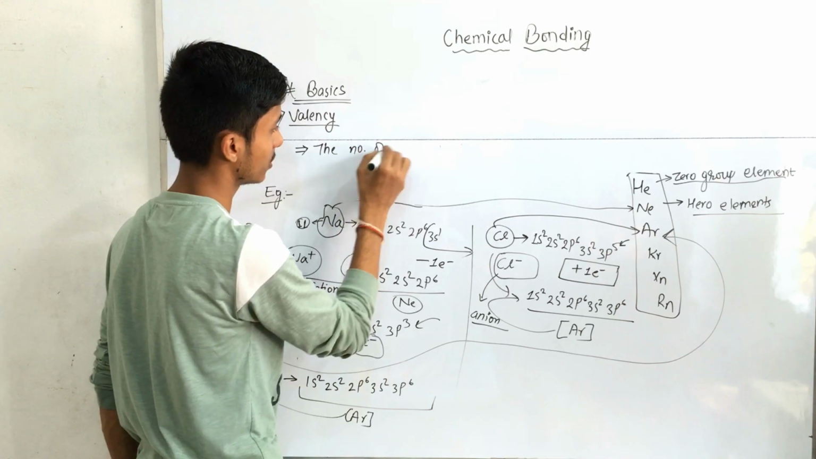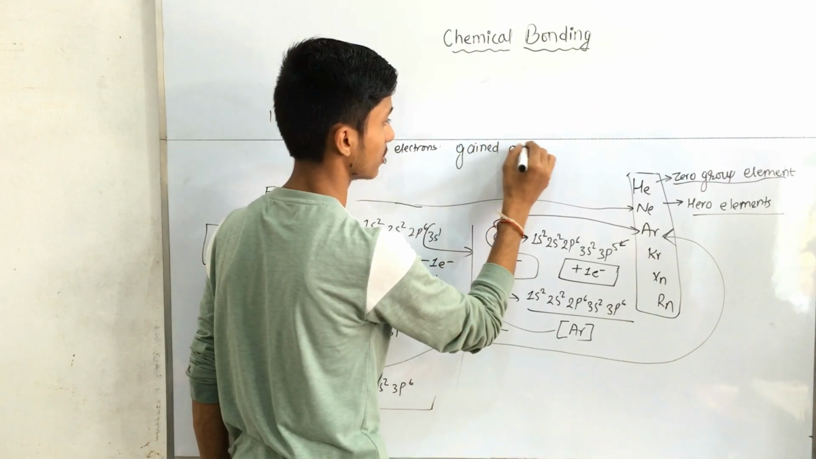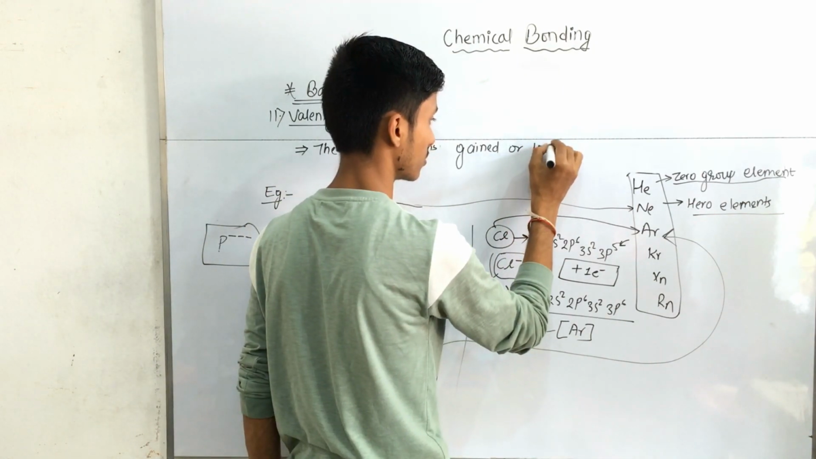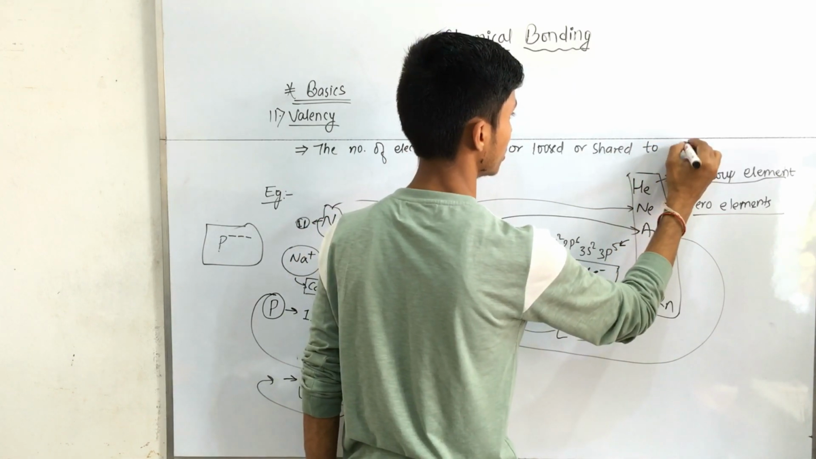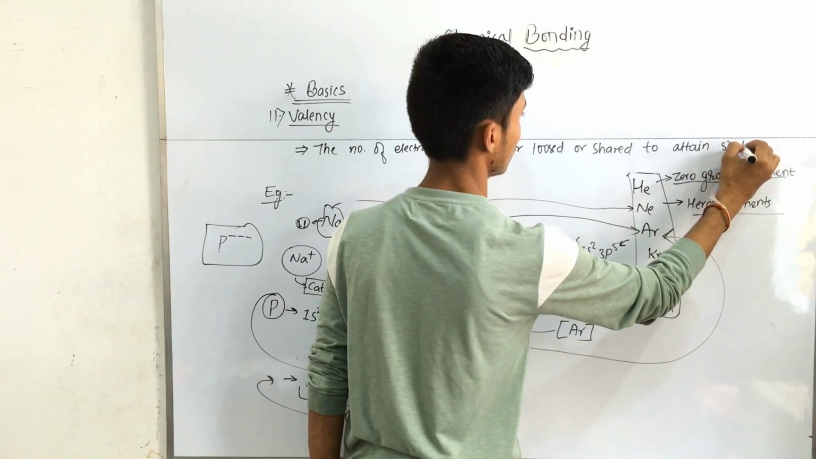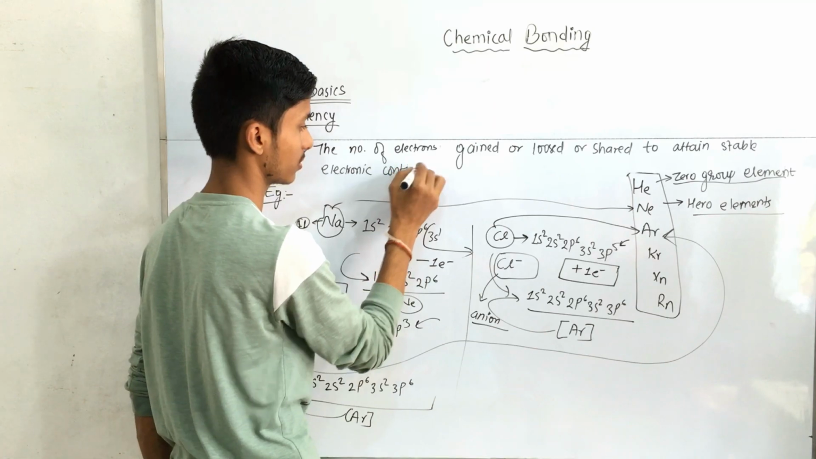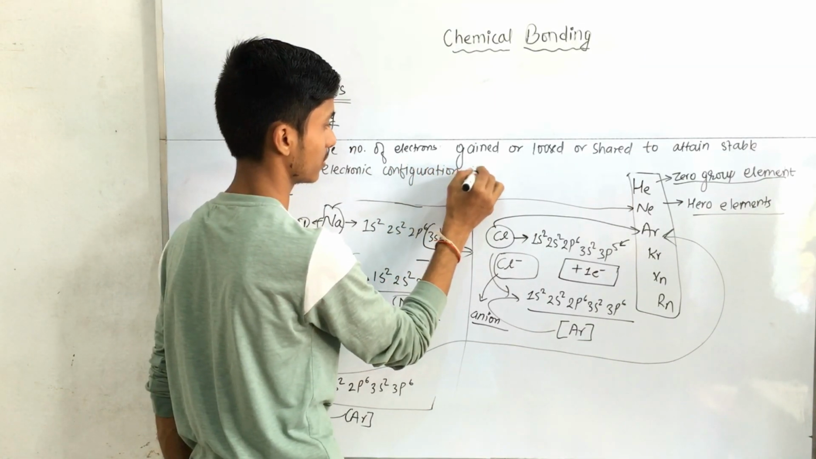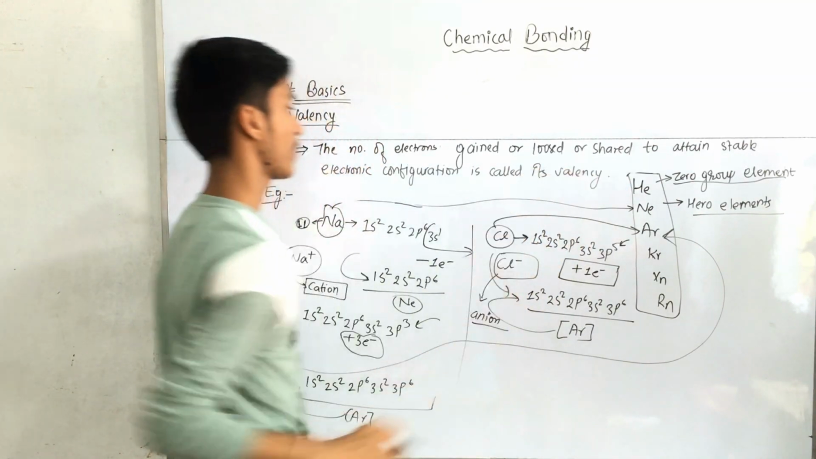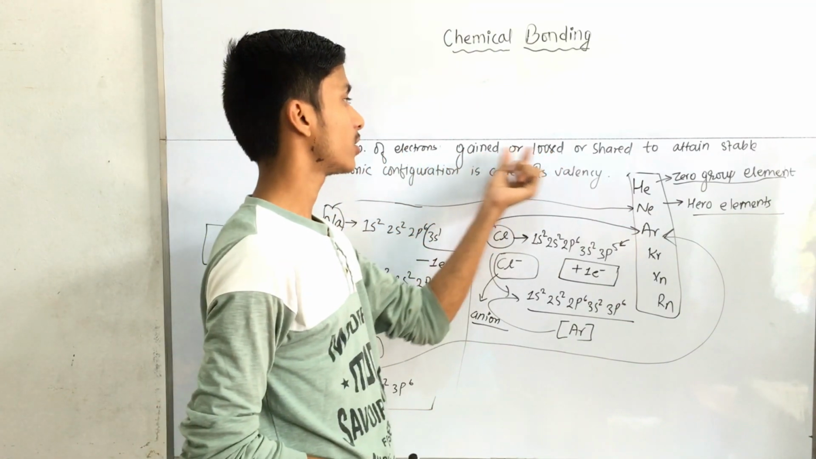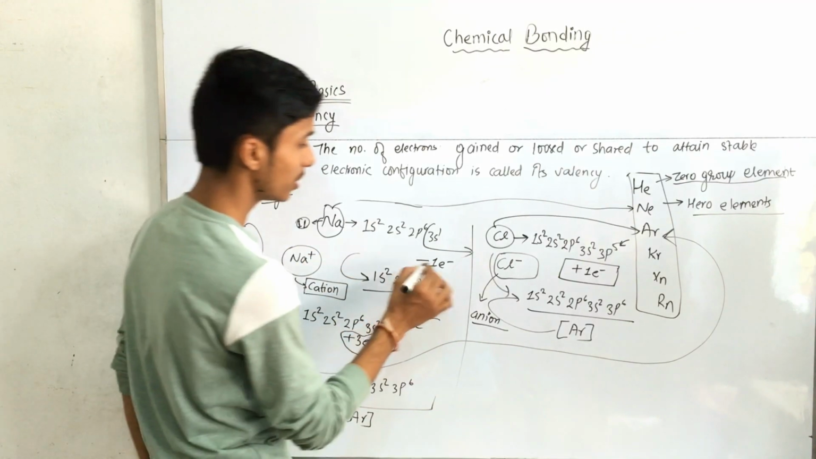The number of electrons gained or lost or shared to attain stable electronic configuration is called its valency. So here the number of electrons gained, lost, or shared to attain stable electronic configuration is called its valency.